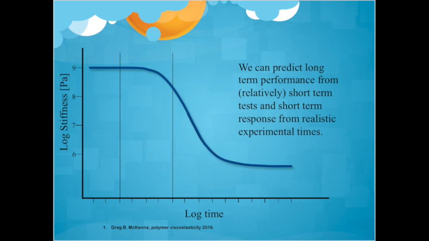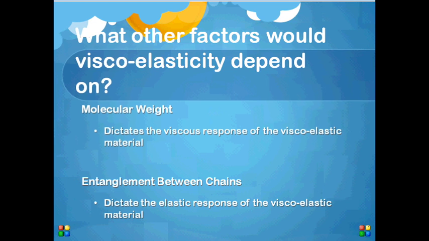Pressure has a similar effect. Low pressure, short-time experiments are equivalent to long-time experiments at high pressure. Another two important properties that determine the behavior of viscoelastic materials are the molecular weight of the material and the entanglement between chains of the material.